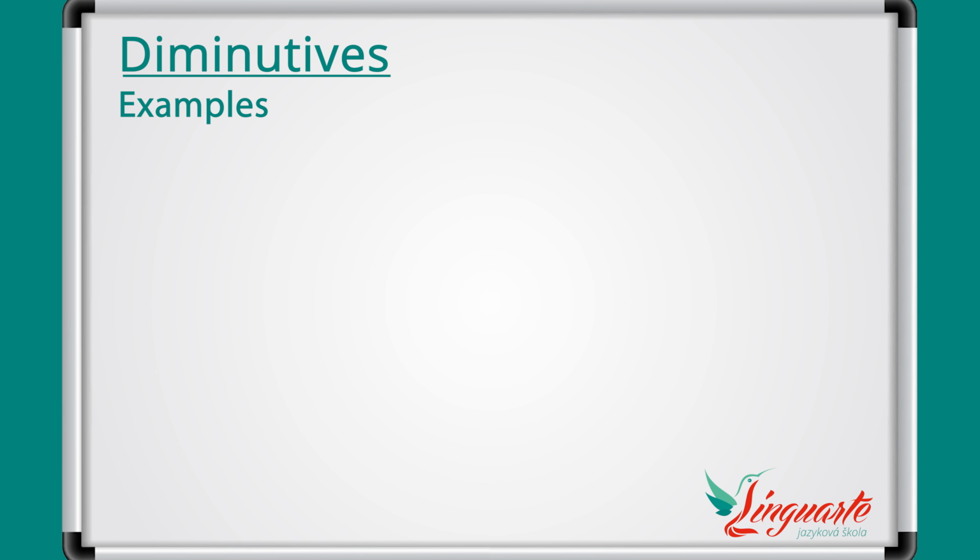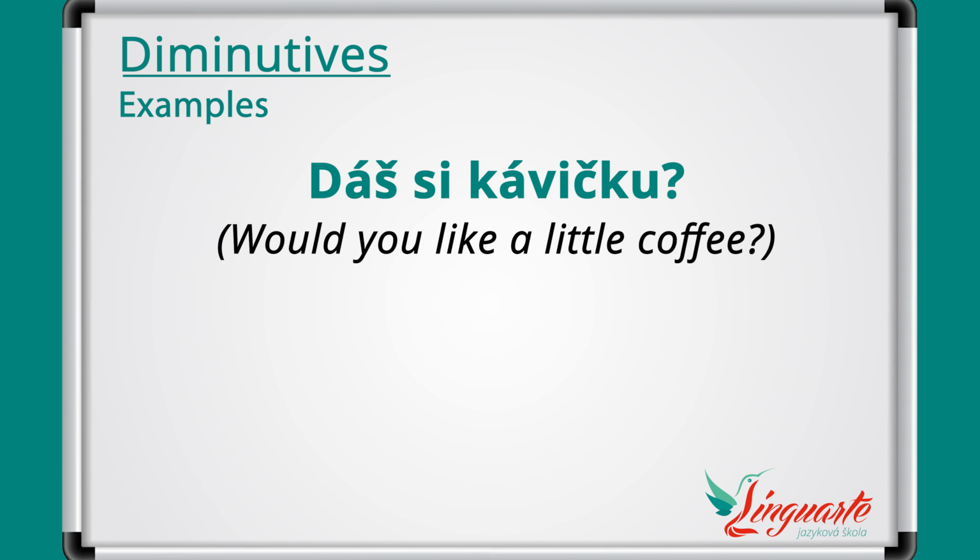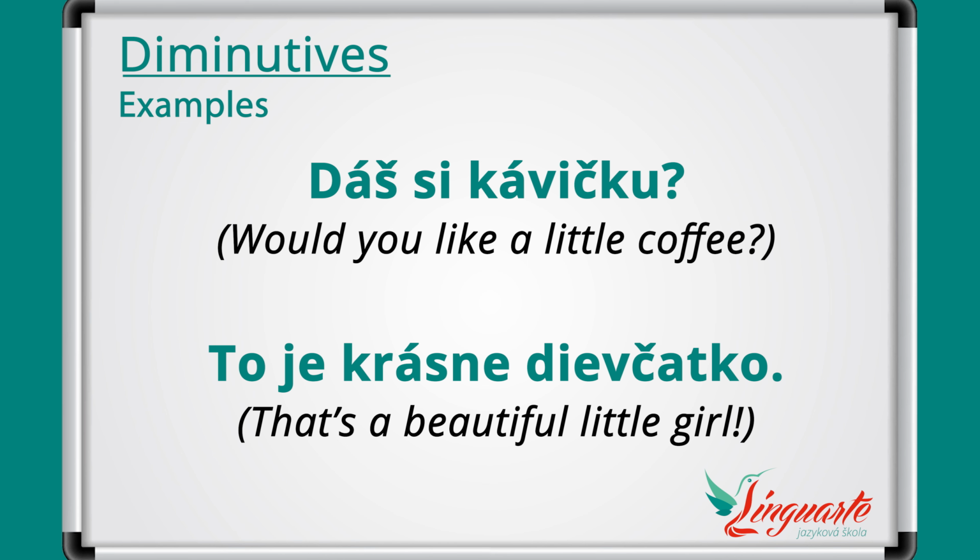Now, let's see some examples in everyday conversations. Dáš si kávičku? Would you like a little coffee? To je krásne dievčatko. That's a beautiful little girl. Now it's your time to practice. Try to form the words in diminutive according to the previous examples.